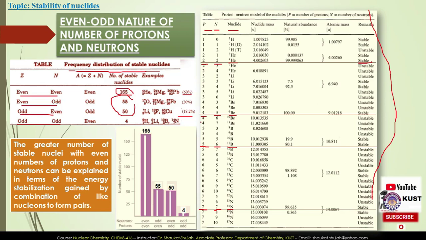It is important to note that the number of stable isotopes is approximately the same for even-odd and odd-even groups. This means that proton with proton and neutron with neutron confer approximately the same degree of stability to the nuclides.